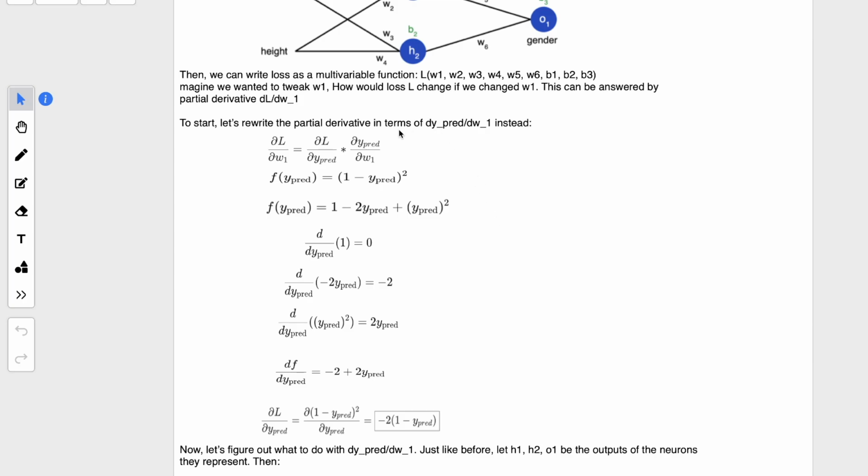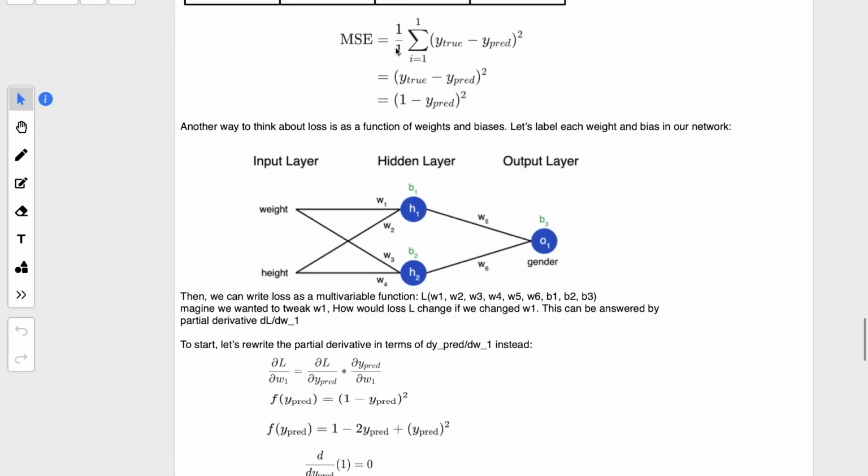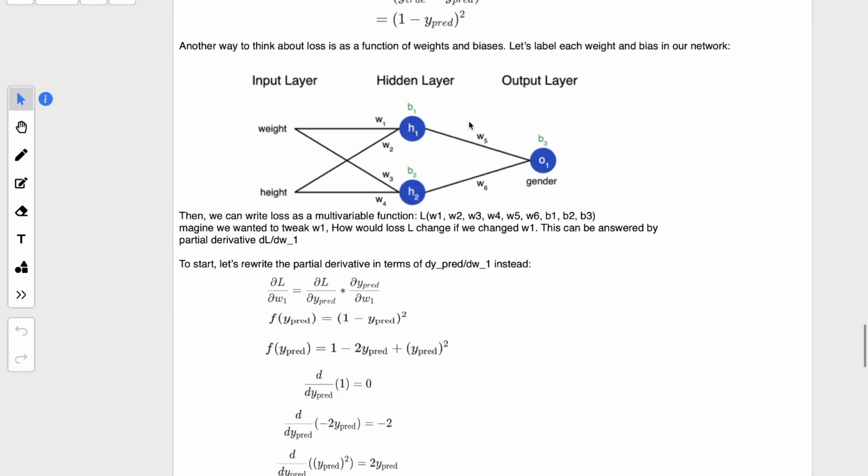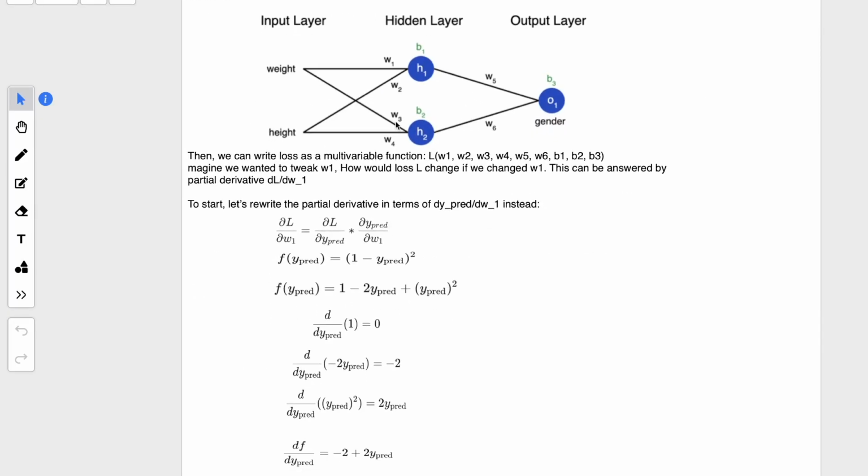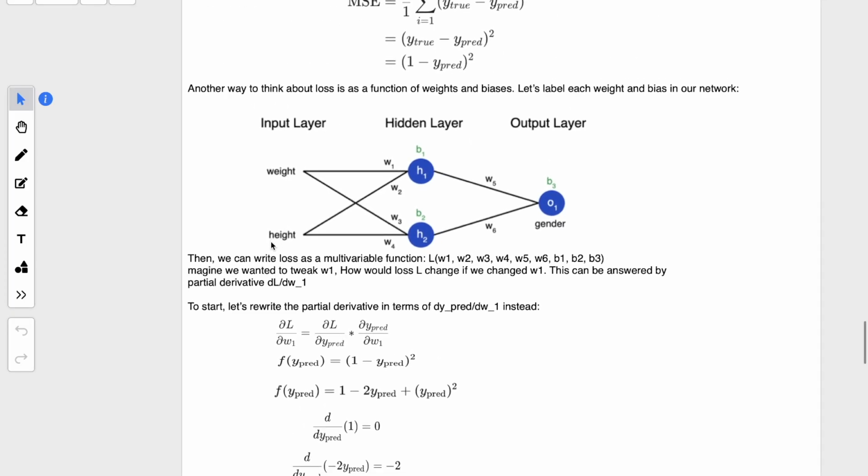So this is our formula for loss, right? Now to find out how our loss will change if we change our W1, this means if we increase our W1, whether our loss will increase or decrease, or if we decrease our W1, whether our loss will increase or decrease. To find that out, we just take a partial derivative, dL by dW1, of this function.